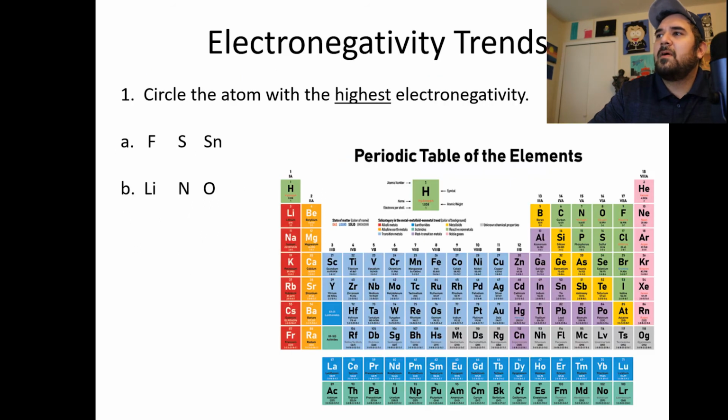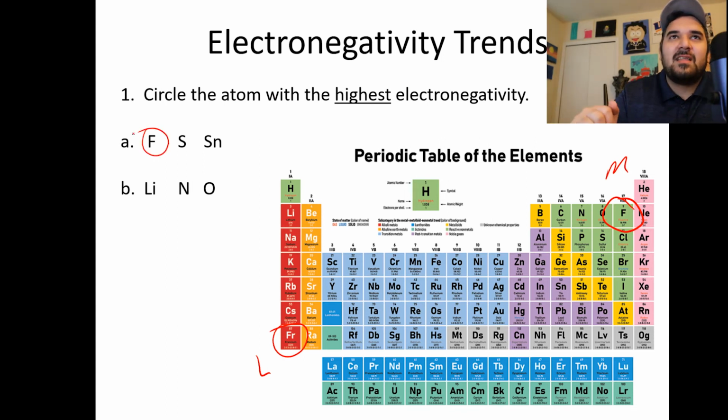All right, don't worry about this one. All right, so electronegativity trends, let's talk about them real quick. To answer all of these questions, all you need to know is fluorine is the most electronegative. The closer something is to fluorine, the more electronegative it is. Francium is the least. So here's our least, here's our most. So highest electronegativity, fluorine's included, so obviously that one's going to be fluorine.